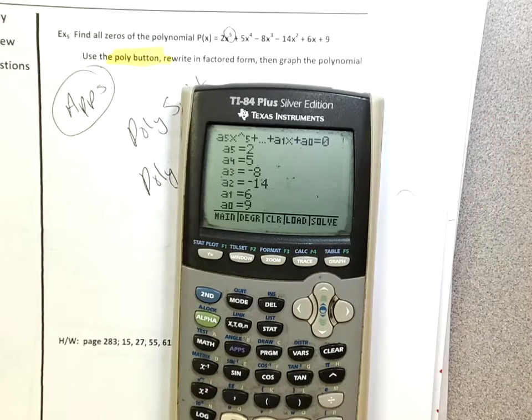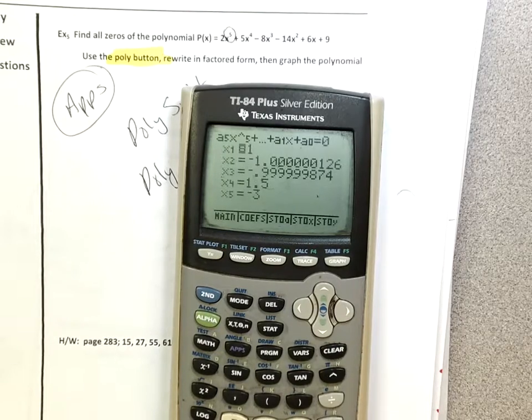So it doesn't solve it, it looks for them. It's a calculator. It doesn't really factor. It doesn't really think. It's going to try and find them. So it's trying all these different values. It's going through, and it's going to find some answers.